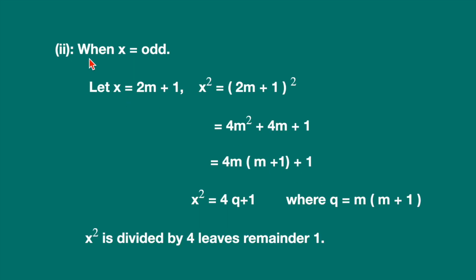Okay, second case is when x is odd. So this is the general formula, x is equal to 2m plus 1. So x square is equal to 2m plus 1 whole square. Square it. So here take the first two terms, take out 4m common, m plus 1 you get plus 1. So write down this as 4q plus 1, where q is equal to m into m plus 1. So here you can see that x square is divided by 4 and it leaves a remainder 1.